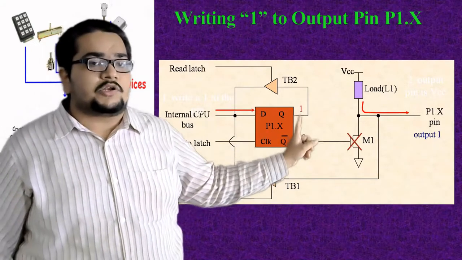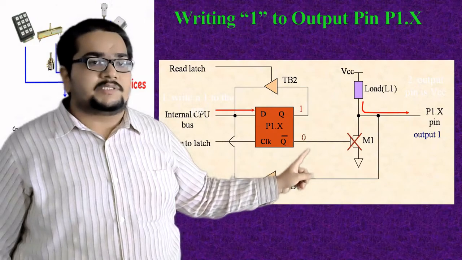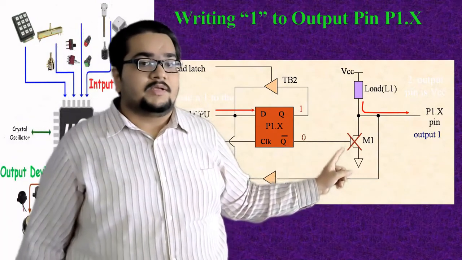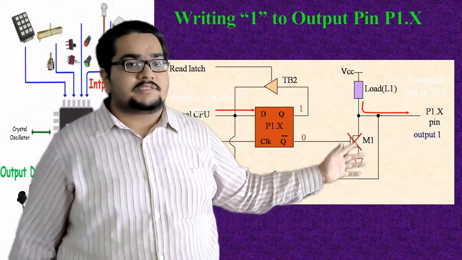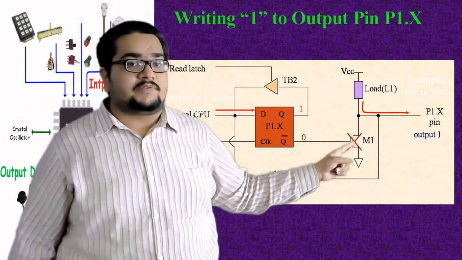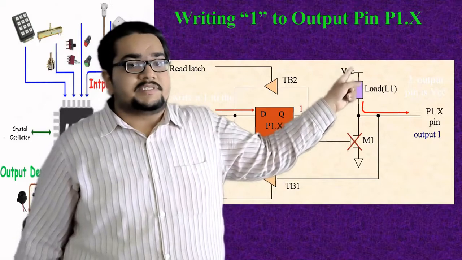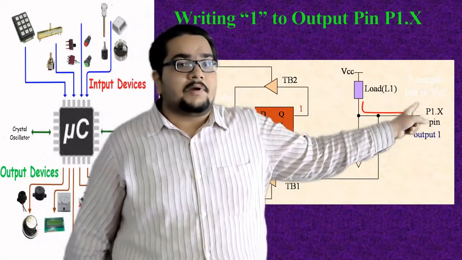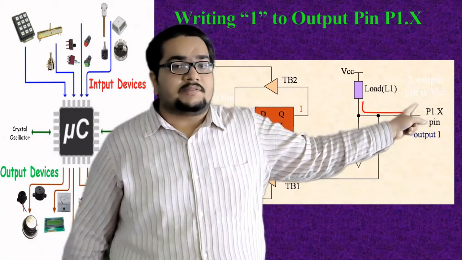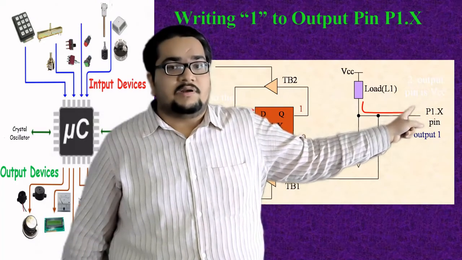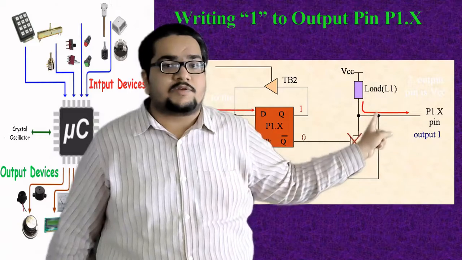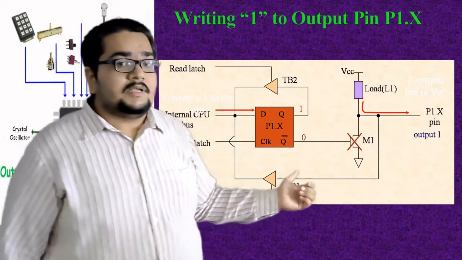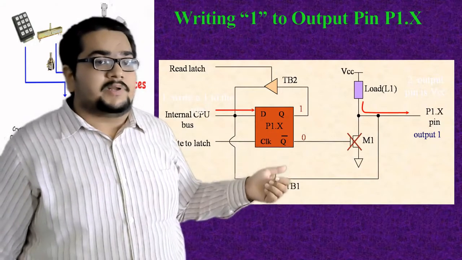When this particular Q is 1, Q bar will be 0, and Q bar is driving the gate of this transistor M1. If the gate is 0, the transistor is an open circuit. So the current flowing from VCC will all flow outside the 8051 pin, the I/O pin of that port 1, whichever is connected. This is a write 1 operation.